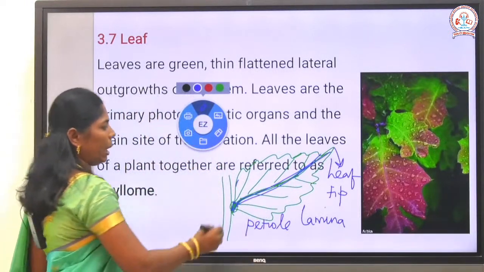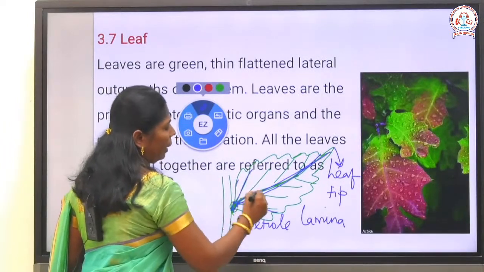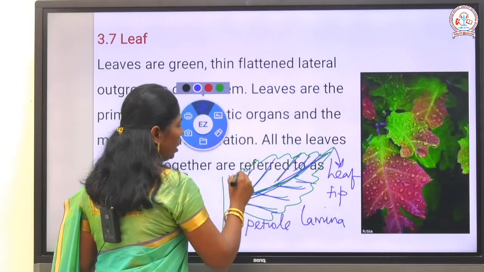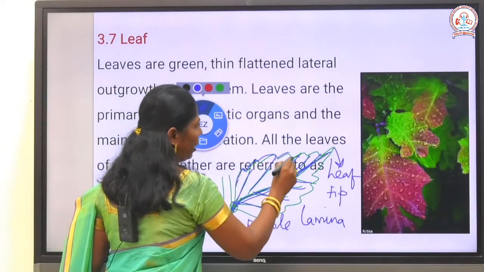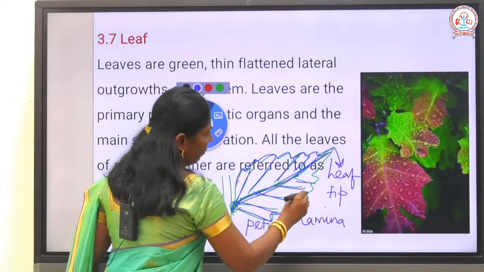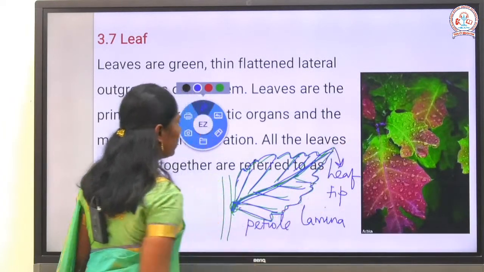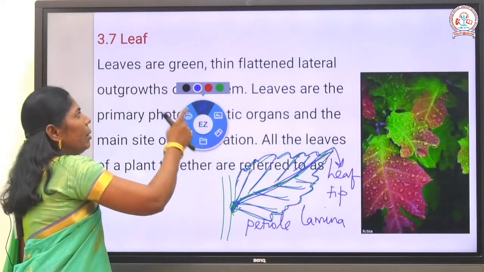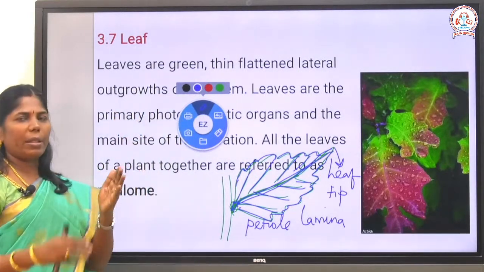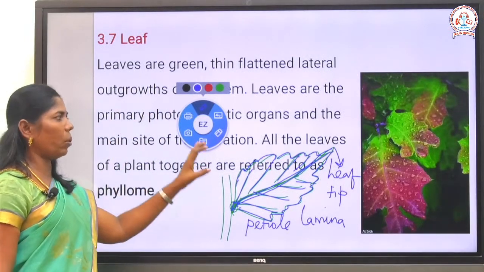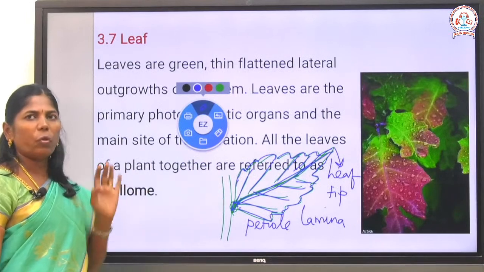Okay, from the midrib we can see the veins. Lateral veins are there. That is your lateral veins. This is a margin. The margin of the leaves can vary; it is not similar in each and every one. It varies in structure. Okay, so what are leaves? Leaves are green, flattened and thin, because of the presence of chlorophyll, which carries out photosynthesis.